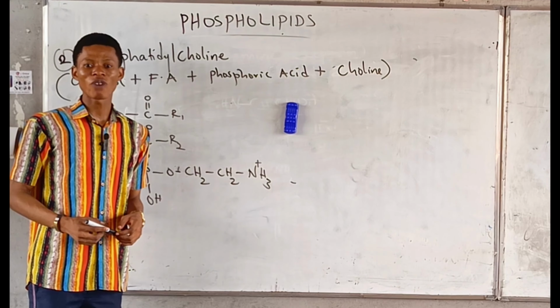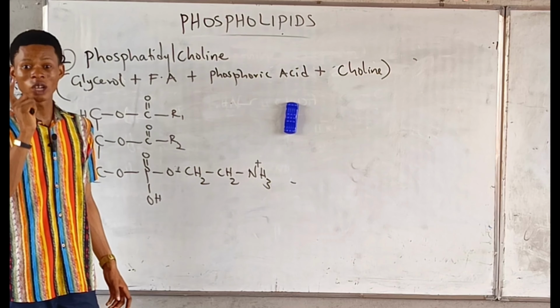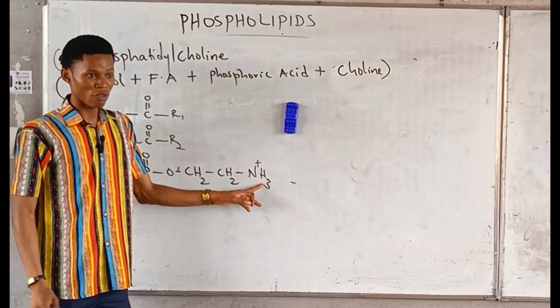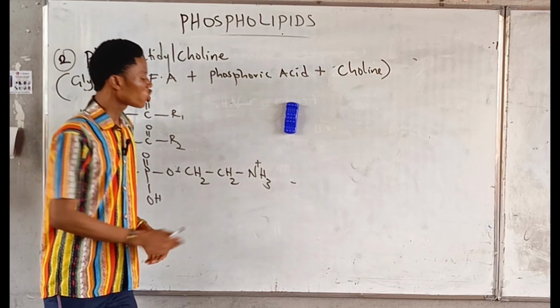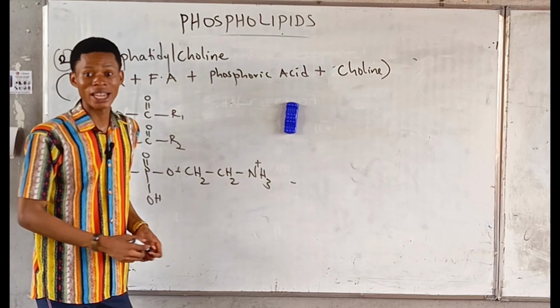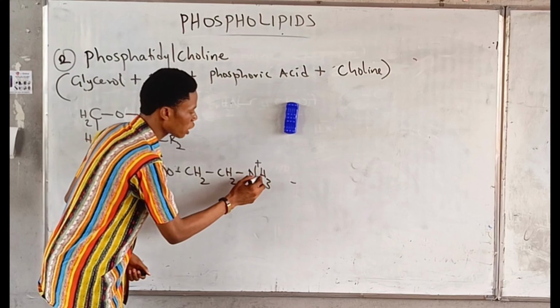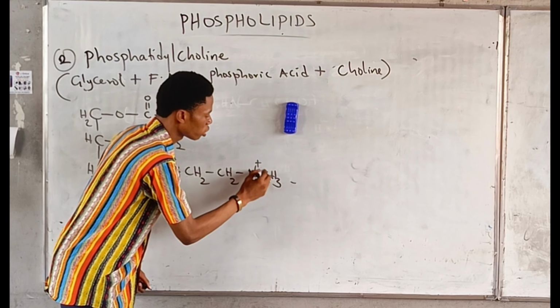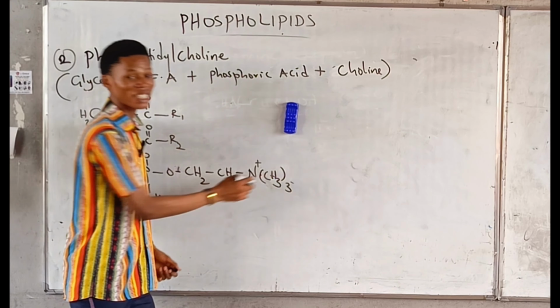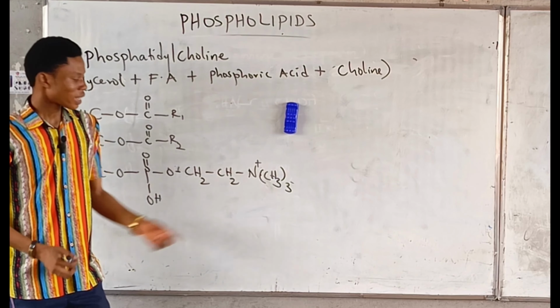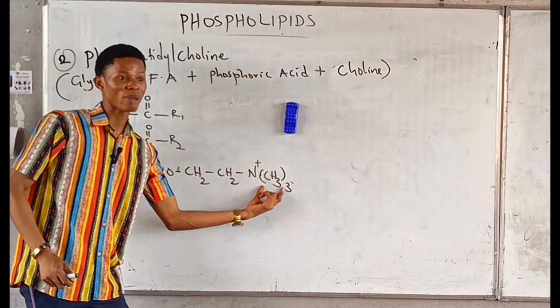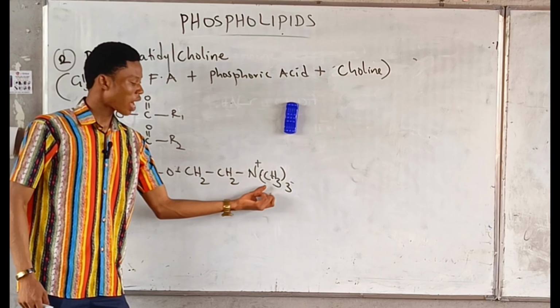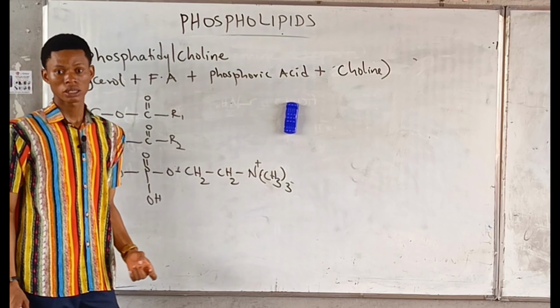Now, for you to convert ethanolamine to choline, how many hydrogens do we have here? 3, right? Change all these 3 hydrogens to methyl groups. So instead of H3 here, we'll be having 3 CH3. That is, instead of 3 hydrogens, you're having 3 methyl. This is a methyl group, right? So you're having 3 methyl groups instead.